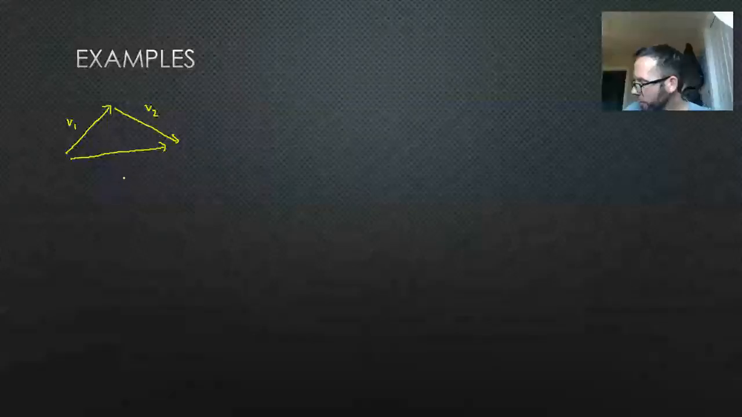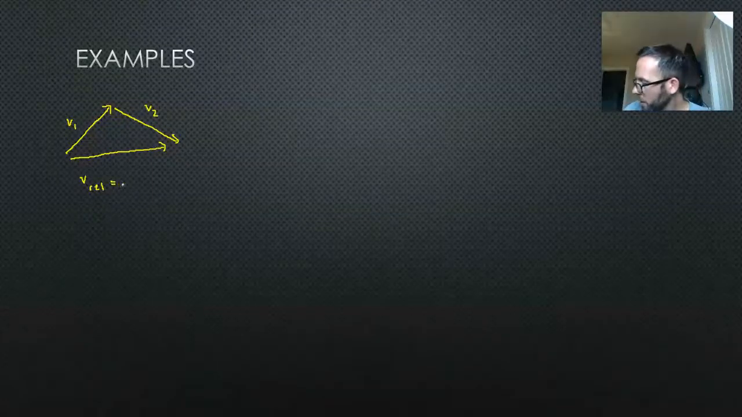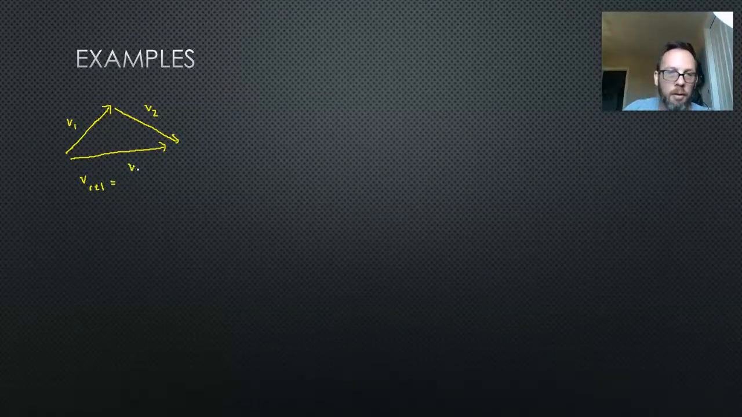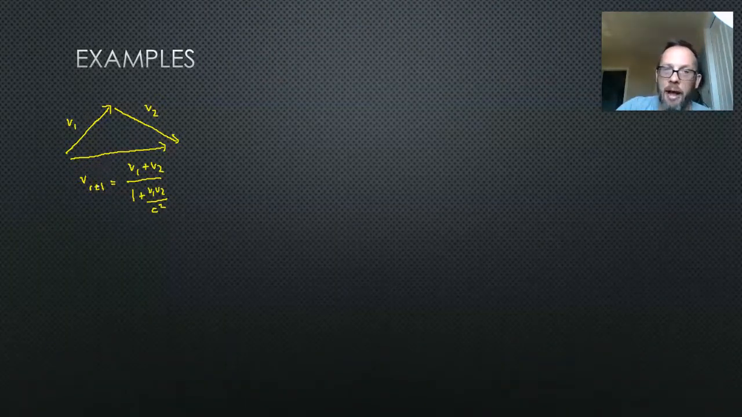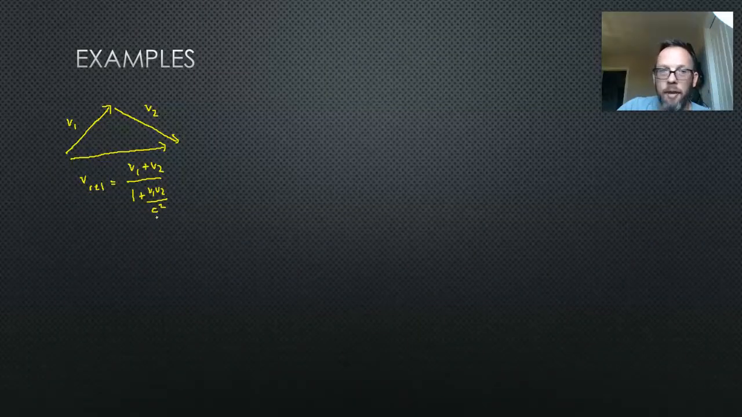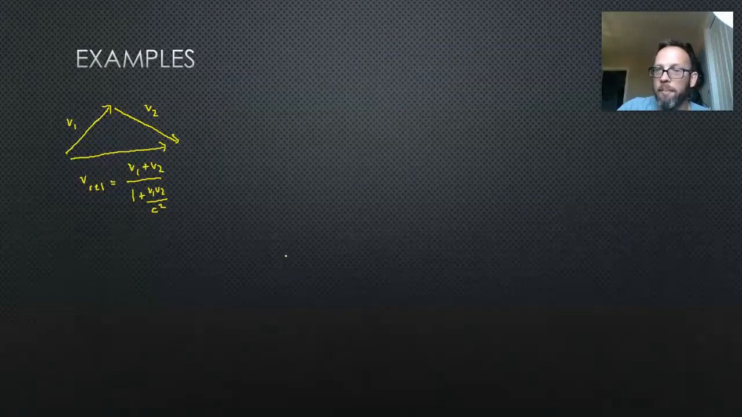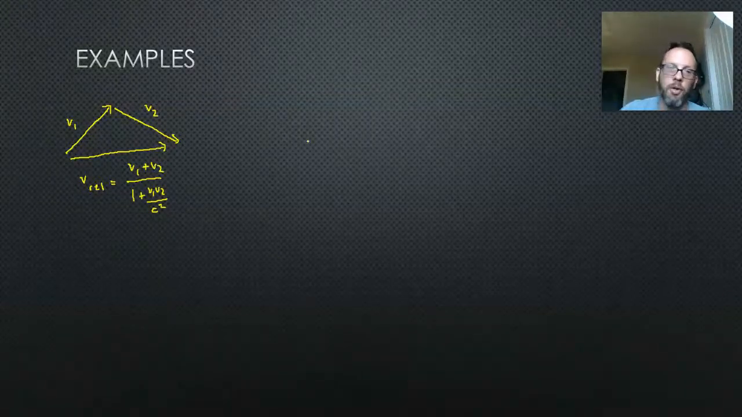And that equation was relative velocity equals v1 plus v2, divided by this factor, 1 plus v1 v2 over c squared. What this does is allow you to add relative velocities where you have an upper limit for velocity. In this case, the upper limit is c, the speed of light. Let's play around with this and show you that it works.